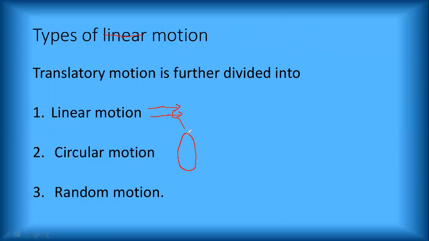If a body is moving in a random path, the particle motion is also random, the path is random, then such type of motion is called random motion. So when the motion of the body is synchronized with the motion of the particles of which it is composed, such type of motion is called translatory motion, whether it is linear, meaning straight line, circular, or random, whatever the type of motion is.